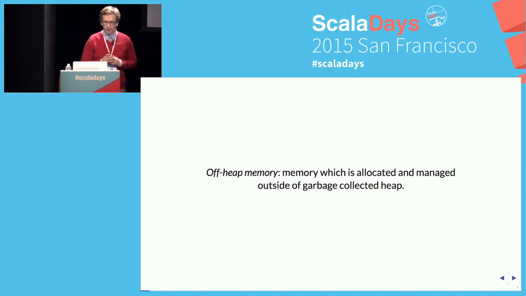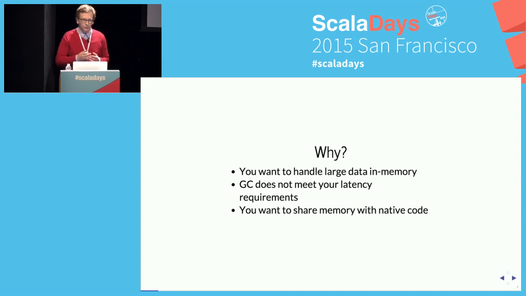It's a term often used for managed languages. So you have a GC heap, which is safe, managed, and automatic, and you have off-heap, which is something a little different, which doesn't behave by GC rules, which can be pretty much anything you want. You can manage it yourself, there are many ways to do it. So why would you want to manage memory outside of the GC heap? There are a number of reasons.